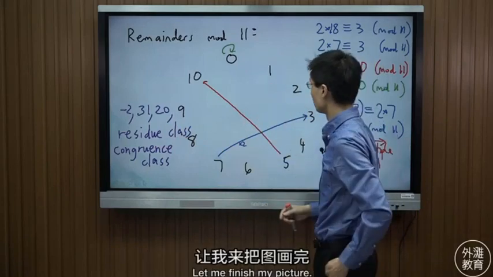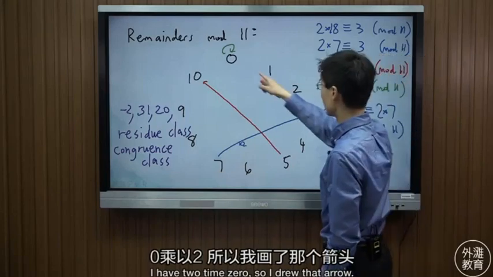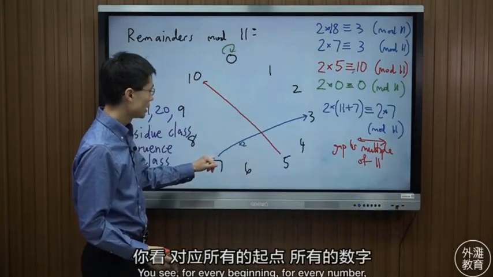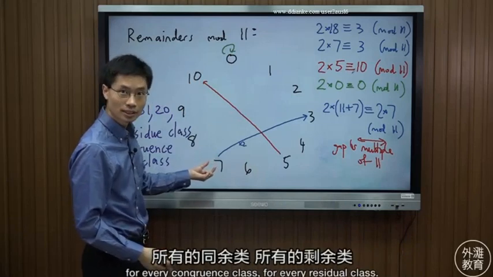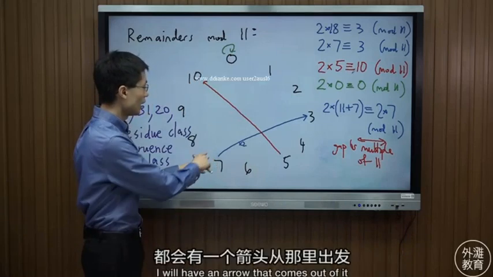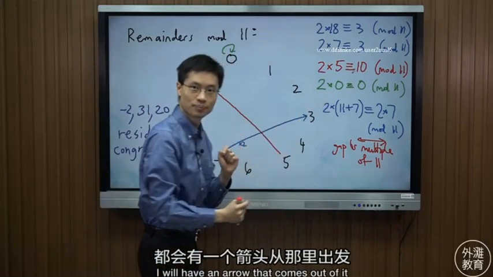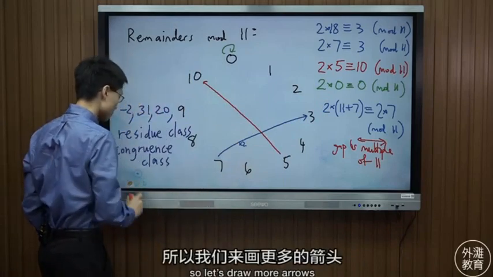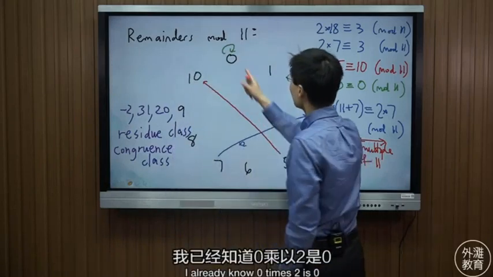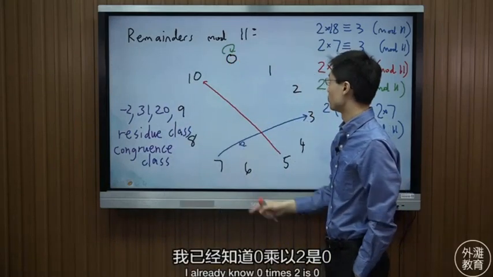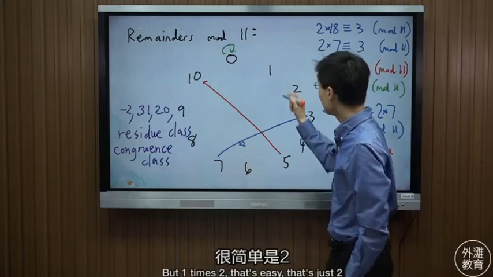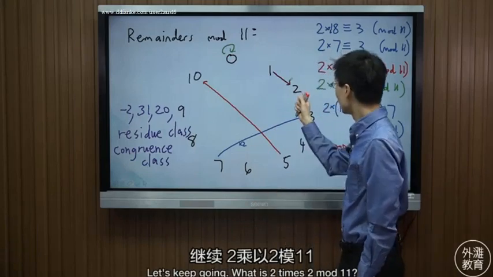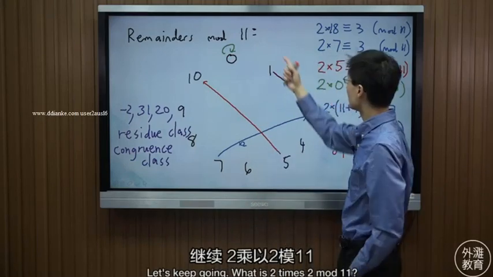But let me finish my picture. I have 2 times 0, so I drew that arrow. Let's draw more arrows. For every number, for every congruence class, for every residue class, I will have an arrow that comes out of it. I can always take it times 2. So let's finish the picture. I already know 0 times 2 is 0. What about 1 times 2? Well, that's easy. That's just 2. Okay? Let's keep going. What is 2 times 2 mod 11? It's 4.